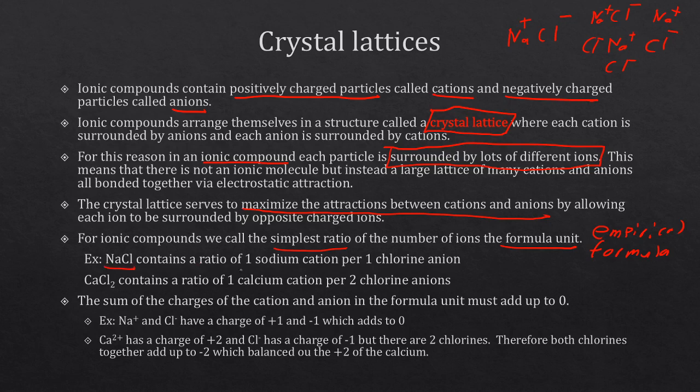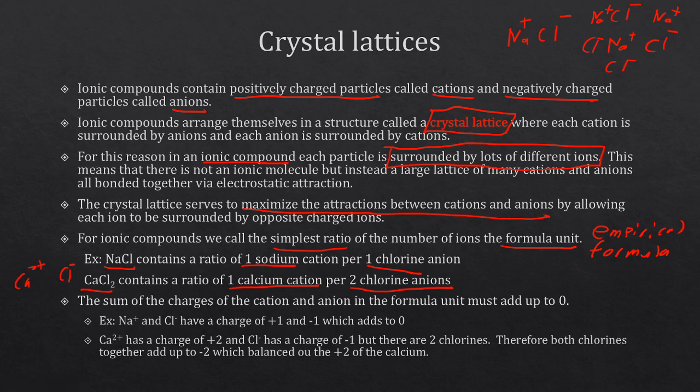So let's take NaCl. That means you have 1 sodium for every 1 chlorine. Calcium chloride, on the other hand, has a 2. So there's 1 calcium cation per 2 chlorine anions. So the ratio doesn't have to be 1 to 1, depending on the charges of things. So here, calcium is 2 plus, whereas chlorine is minus 1. So to balance those, we need more chlorines than we have calciums.